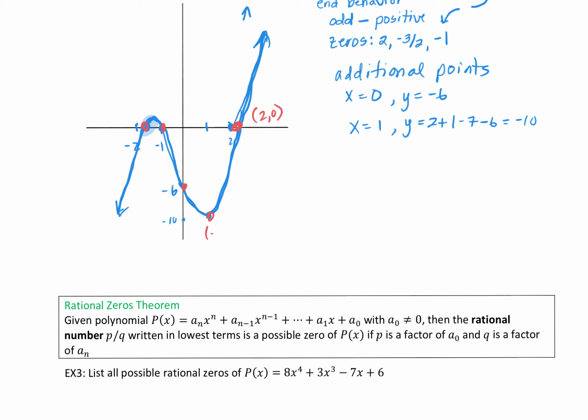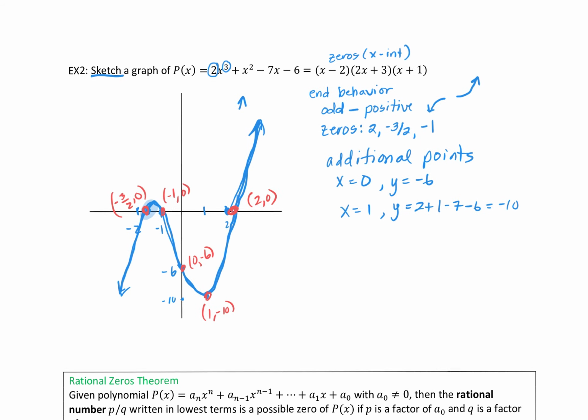This was 0, -10. Oh no, this wasn't 0, sorry. This was 1, -10. And here we have 0, -6, -1, 0, -3/2, 0. So that's the basic idea.